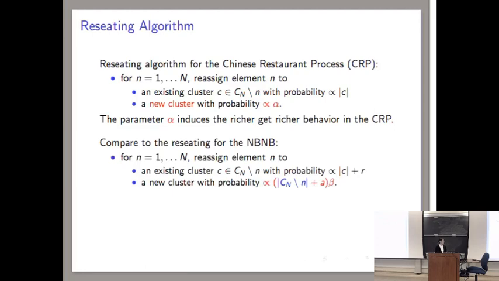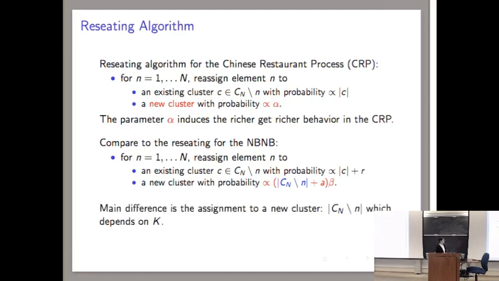And so here we compare this to the NBNB model. Here the existing cluster part is pretty similar: it's just the cardinality of C plus a constant. But the difference is coming from the non-rich-get-richer behavior, which comes in here. So what's going on here? The main difference is that the assignment of a new cluster depends on the cardinality of the random partition, after I take away the element that I'm currently looking at, that data point n. And that crucially depends on k.